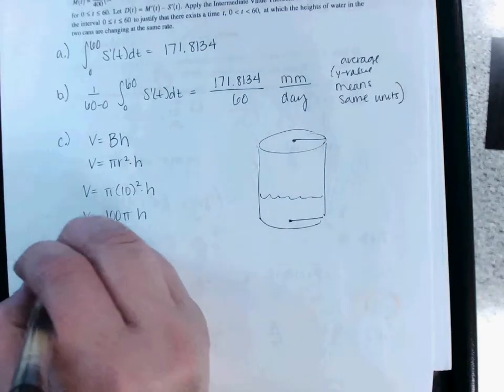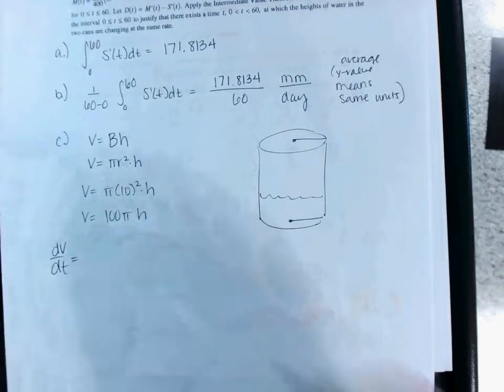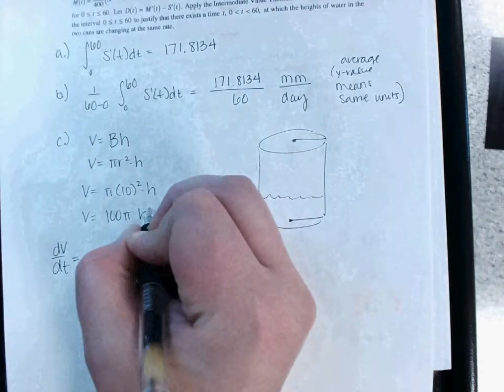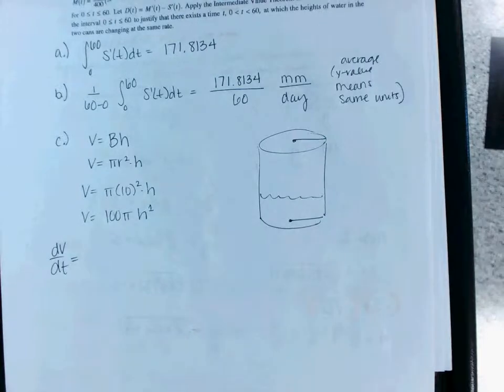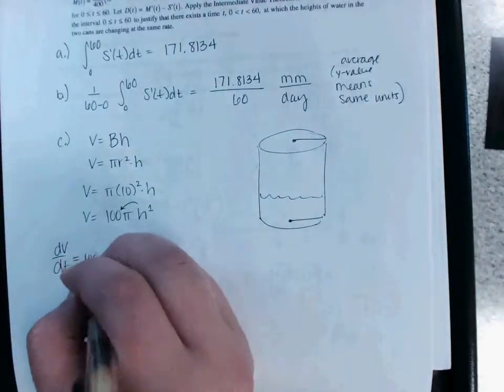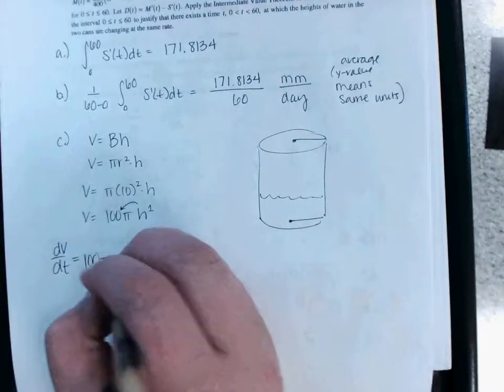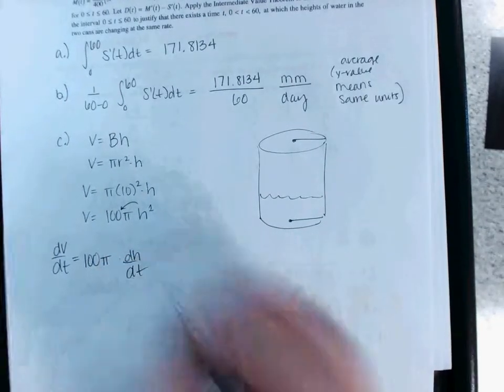dV/dt. And what is the derivative of 100 pi h, if h is really to the first power? Okay, 100 pi, multiply the 1 down. What happens to the power on h if it was to the 1 and I take 1 away? h to the 0, but then what do you have to put at the end? Yes, dh/dt.